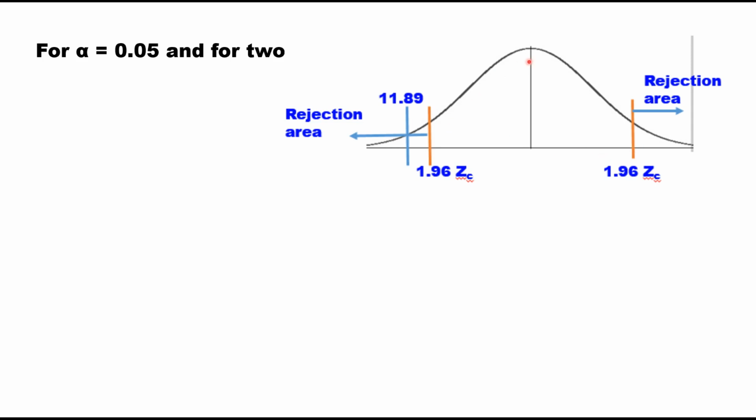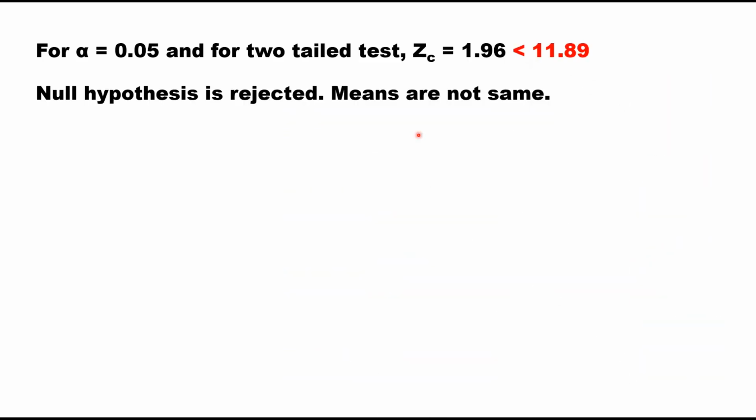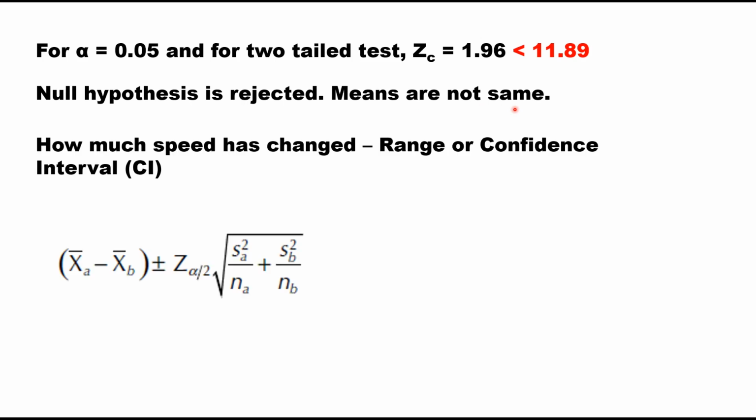And this is the area which is acceptance area. Our calculated value is 11.89. So it lies beyond this area, in the rejection area. So we should reject the null hypothesis. That means the means are not the same. The repeal of the speed limit has changed the mean speeds.